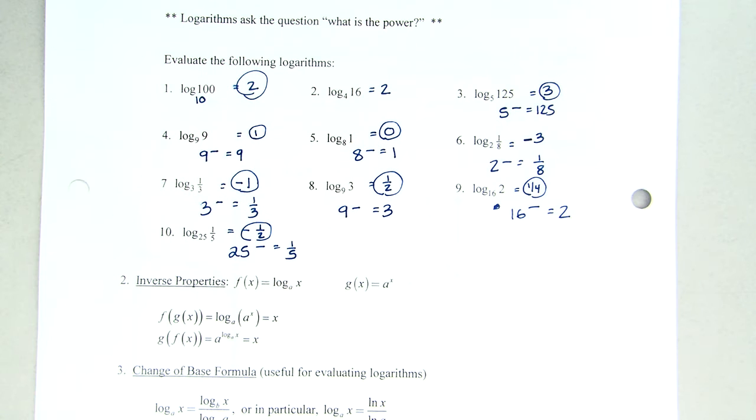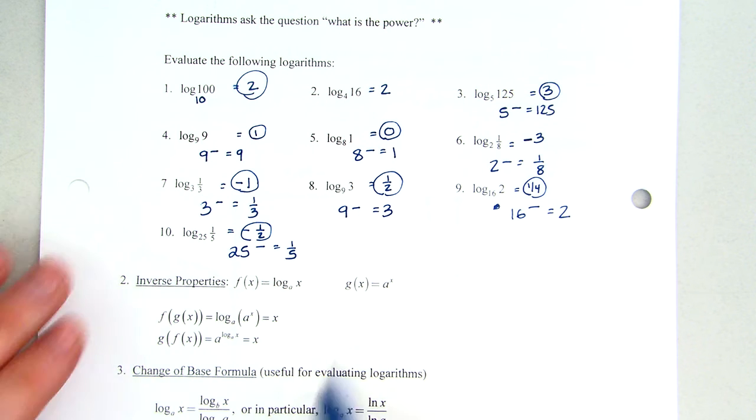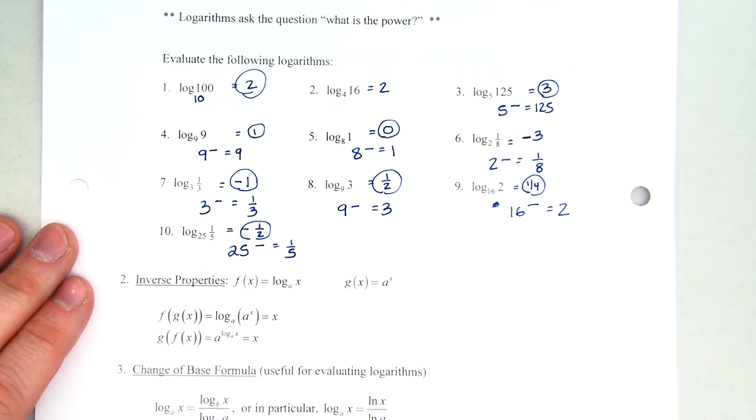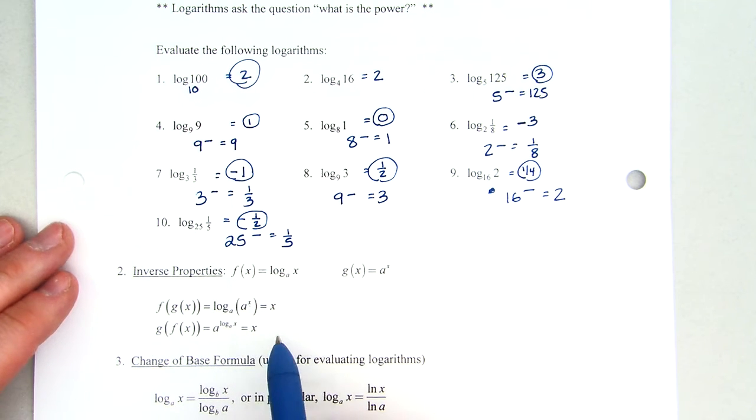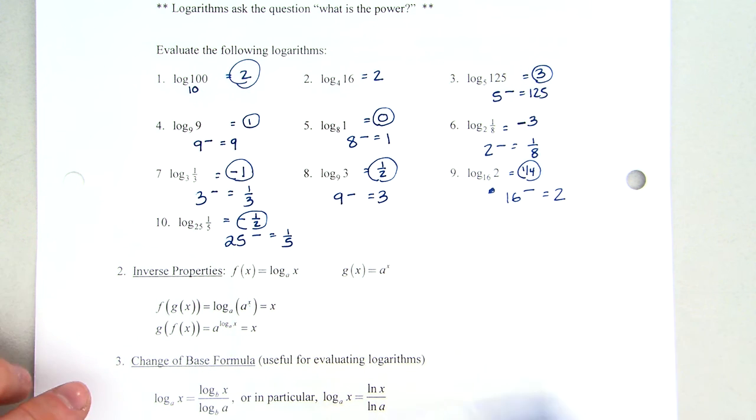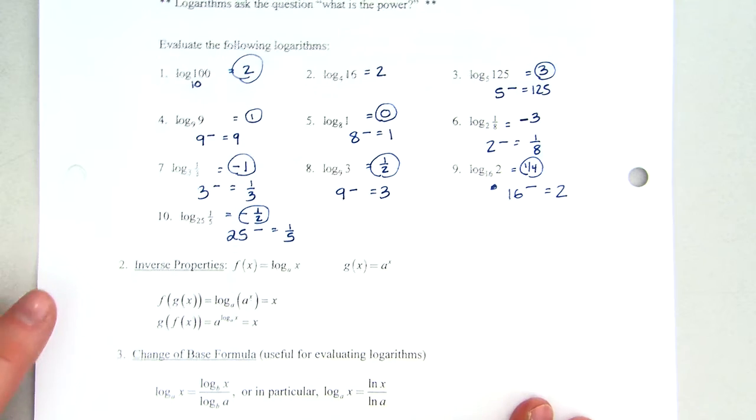Number 2, logarithms and exponential functions are inverses of each other. We know that the natural log and e to the x are inverses, but a to the x and log base a of x are also inverses, which means if you put one inside the other, they cancel each other out, just giving you x. f of g of x is x, g of f of x is x. Definition of things being inverses. Go back to the 5-3 notes if you need some more.